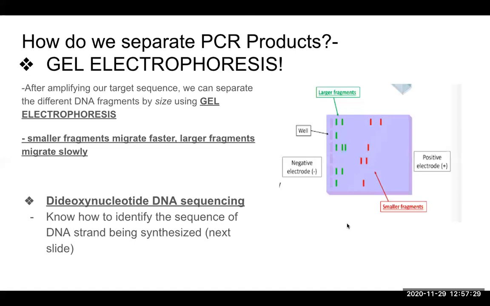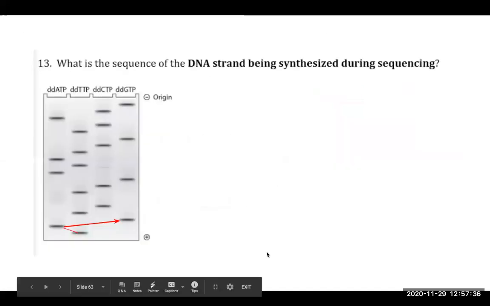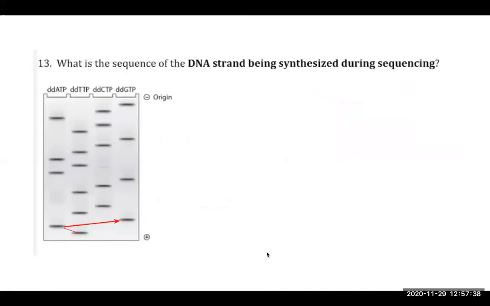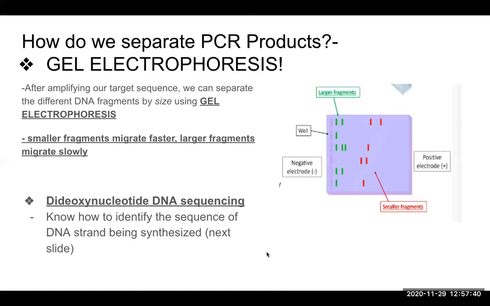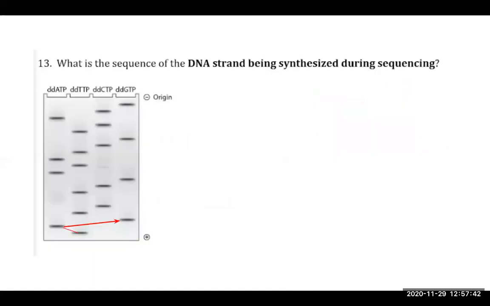And then on the next slide, we're going to talk about another assay that we can use in the lab. It's called deoxynucleotide sequencing. So yeah, you can go ahead and go to the next slide, thanks. So let's say you have different PCR products and you want to know what the sequence of those are.